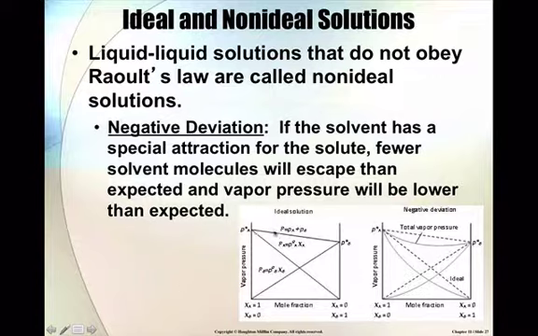So this is our pretty ideal solution. Everything's nice and linear. What you'll see though with the negative deviation is that the vapor pressure is lower than expected, and that's because those solute and solvent particles really like each other, so they're staying in solution. They're having a hard time escaping into the gas phase.